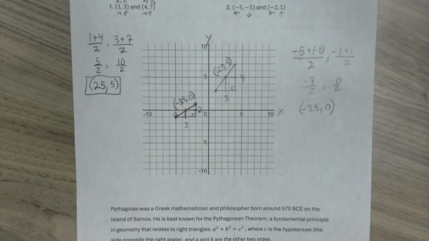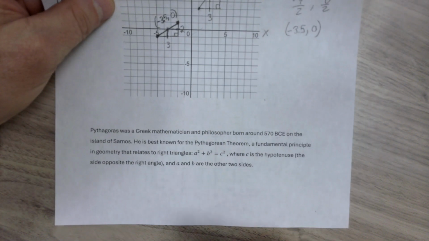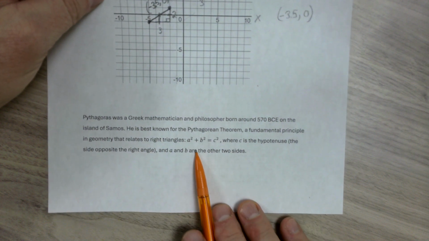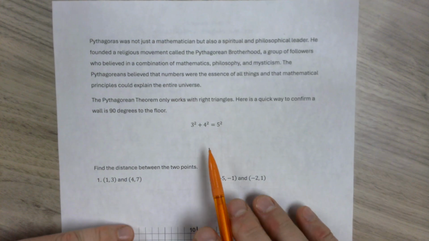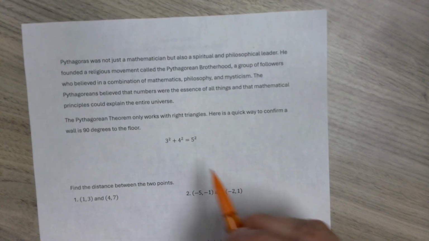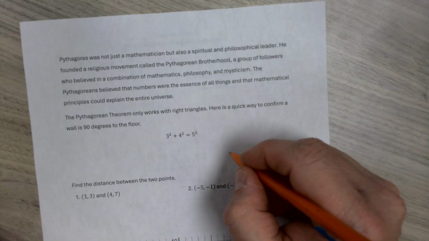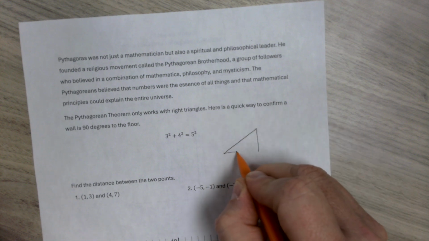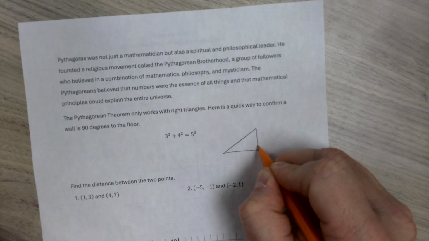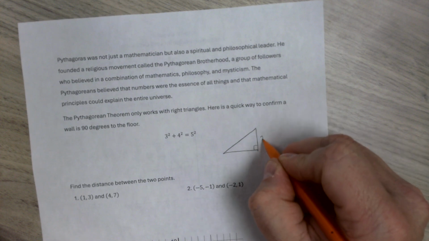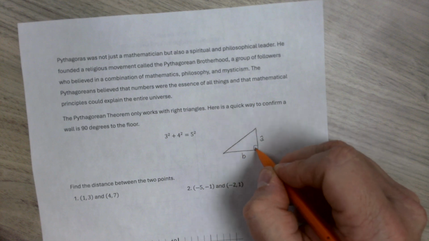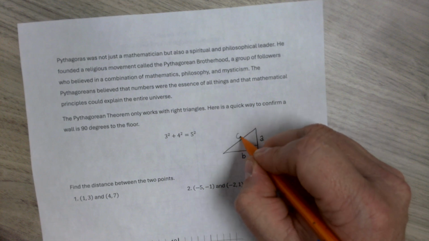Alright, the next part of the lesson, I'm not going to take time to read this to you. Basically it just talks about the Pythagoreans and the Pythagorean theorem, which is this theorem here. We're going to go ahead and flip it. And there's some more information about them. But what Pythagoras and his group came up with is if you have a right triangle, the two legs we'll call A and B, and then the length of the longest side opposite the right angle, that's the hypotenuse, that would be C.